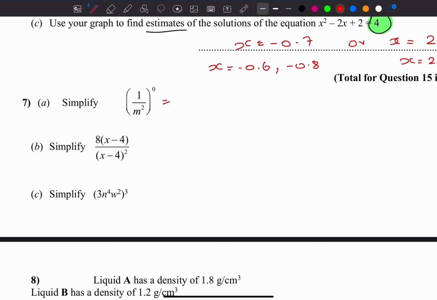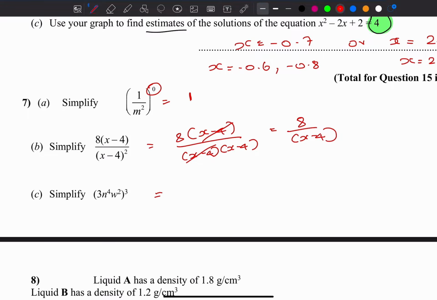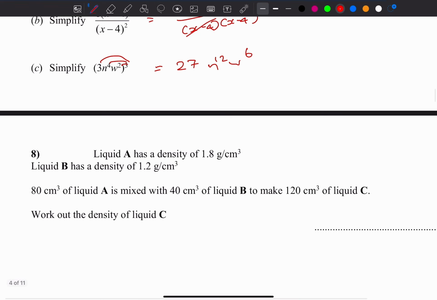Okay, to the power 0, anything to the power 0 is 1. This one, 8 times x minus 4 over x minus 4 squared, means x minus 4, x minus 4. One of the x minus 4 can cancel, like up and down cancel. 8 over x minus 4. 3 to the power 3 is 27. n to the power 4 times 3 is 12. w to the power 2 times 3 is 6. Simple. Okay.